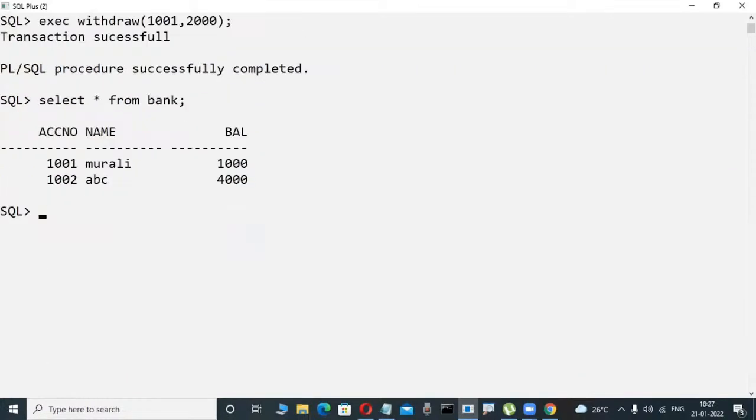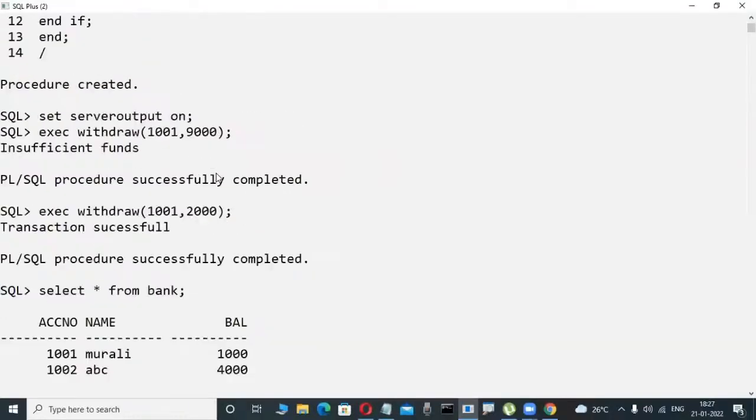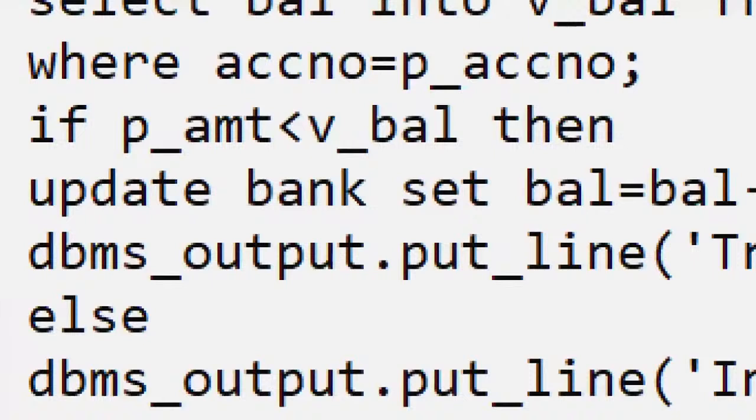In the previous case 3,000 is there. 3,000 minus 2,000 rupees, for example, I try to withdraw, then automatically the remaining balance, 1,000 rupees, is there or not? How is it possible? You are a programmer, you are writing coding in an update. Update is a SQL command only. If condition is a PLSQL command.